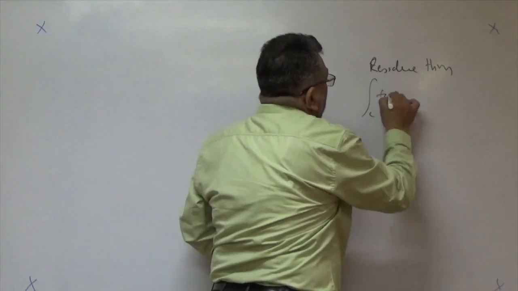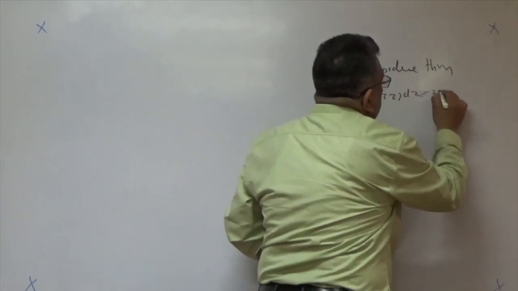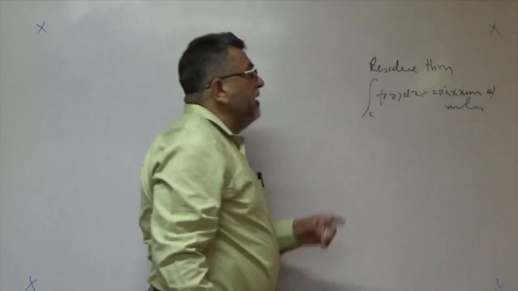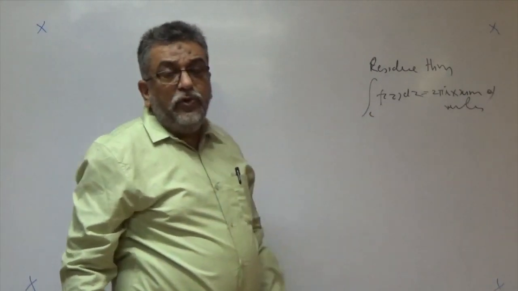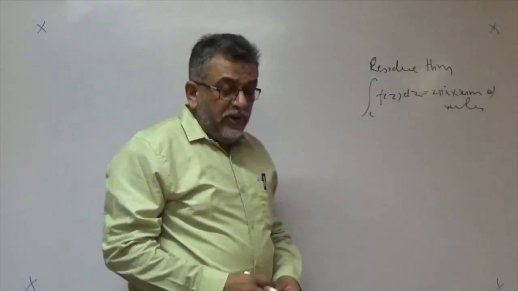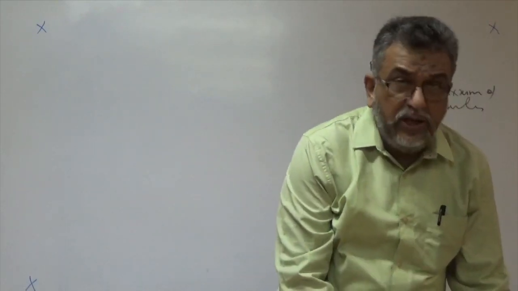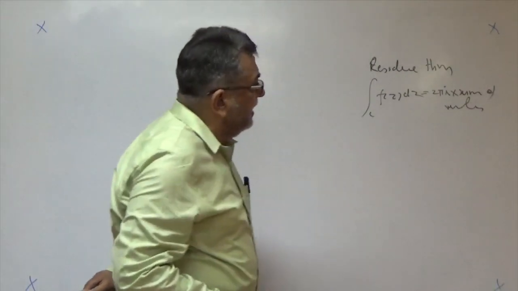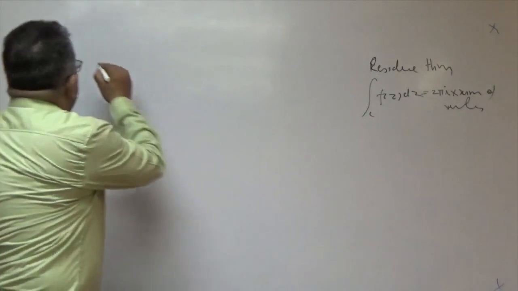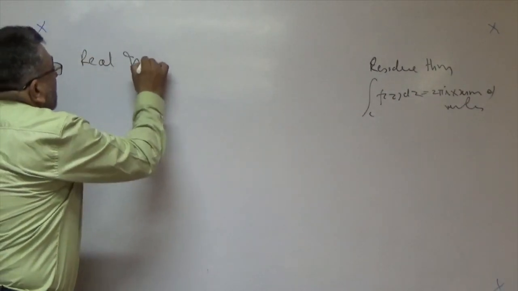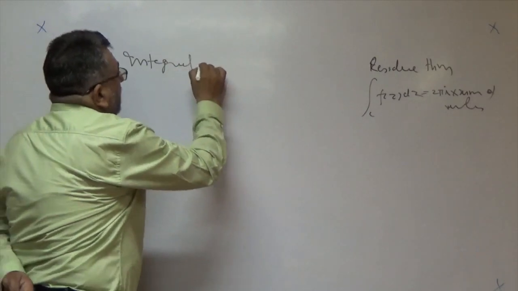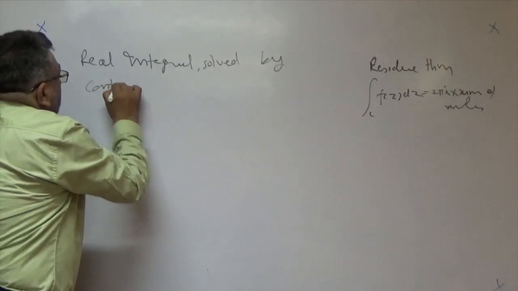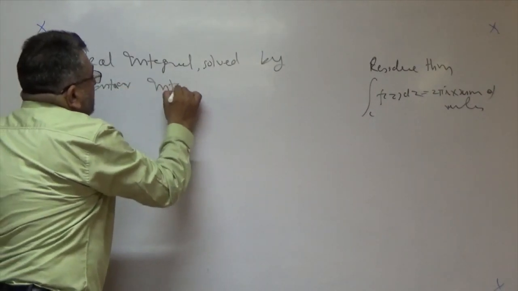If we have the integral of f(z) dz, then I told you this will be equal to 2 pi i into the sum of residues. I introduced this theorem, I stated it, and then I proved it. And I also took up one example based on this. Today I will take two examples of real integrals that can be solved by contour integration.